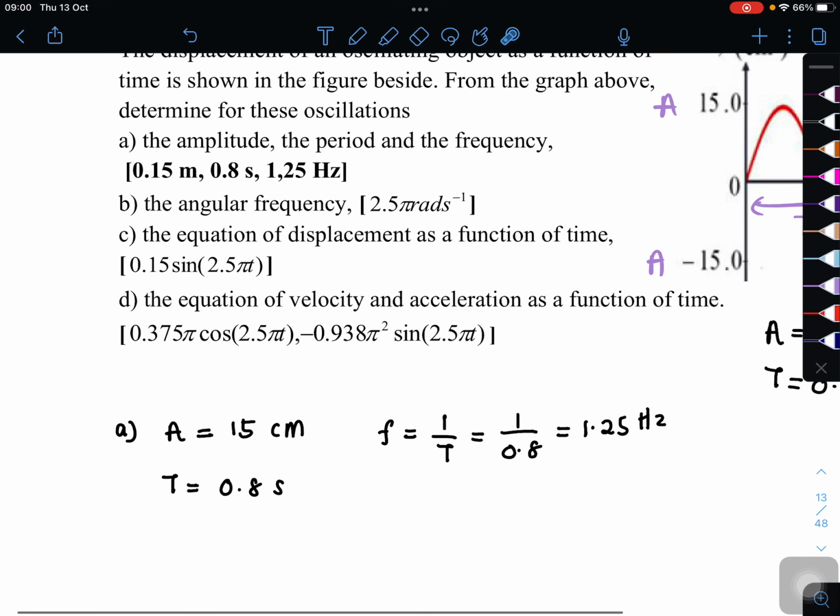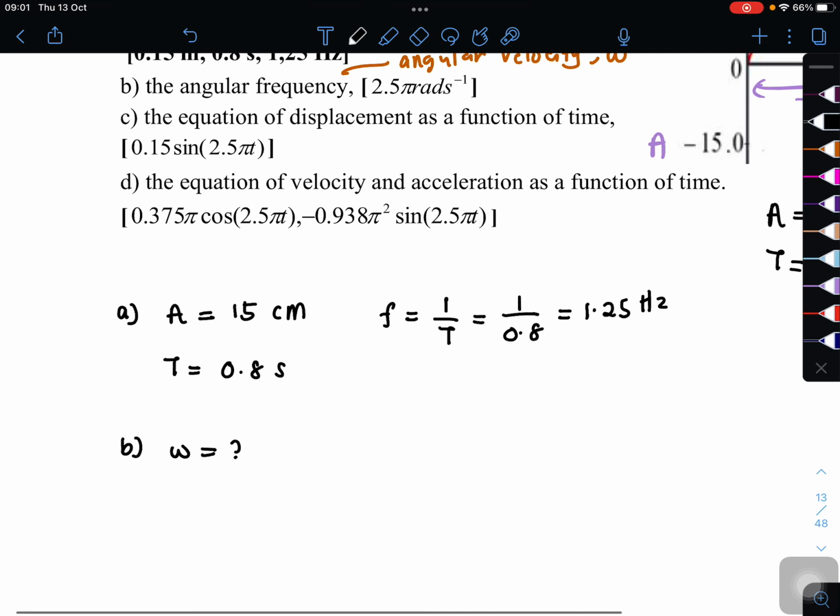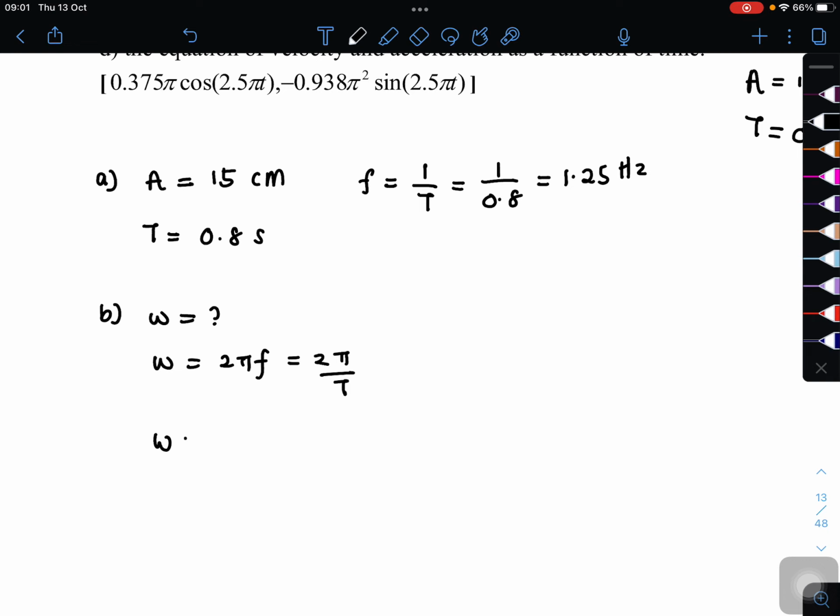Okay, next one, we want to find the angular frequency. Angular frequency is another name for angular velocity, which is what we want right now, omega. So for omega, we take out the formula. We have two formulas, either 2 pi f or 2 pi over T. So we can use either one. If we use 2 pi f, we substitute 1.25, which is equal to 2.5 pi radian per second.